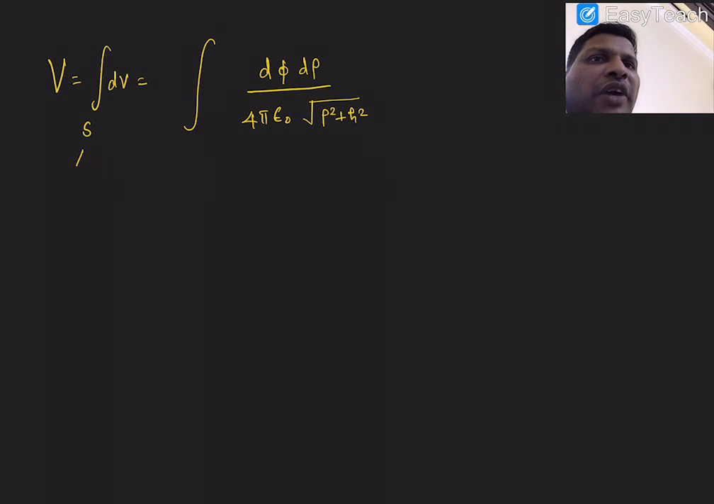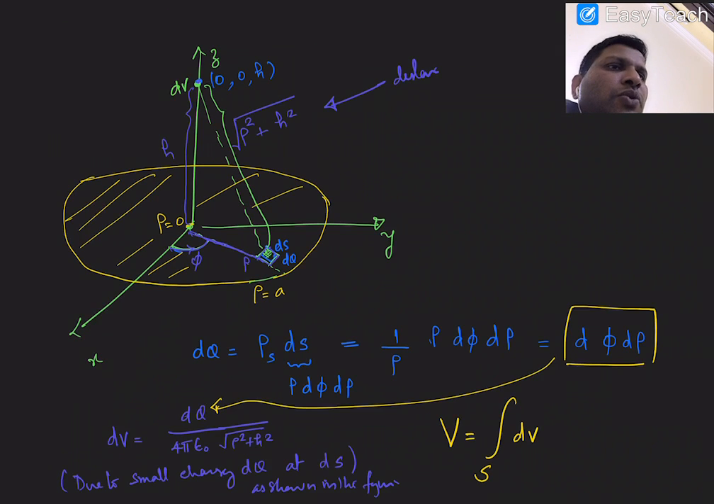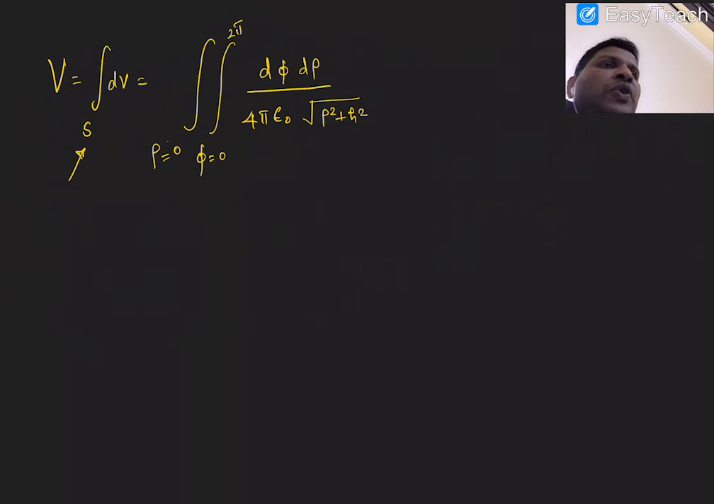But to find the surface area, we have two variables. One variable is phi, which changes from 0 to 2 pi, and another variable is rho, which changes from 0 at the center of the disk to the maximum, that means the radius. So at the radius, rho is equal to a. So rho changes from 0 to a.